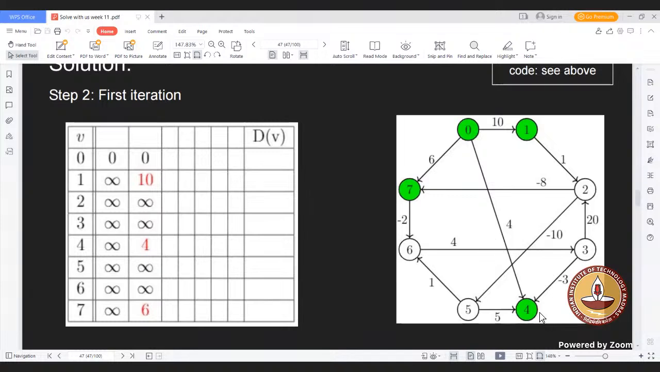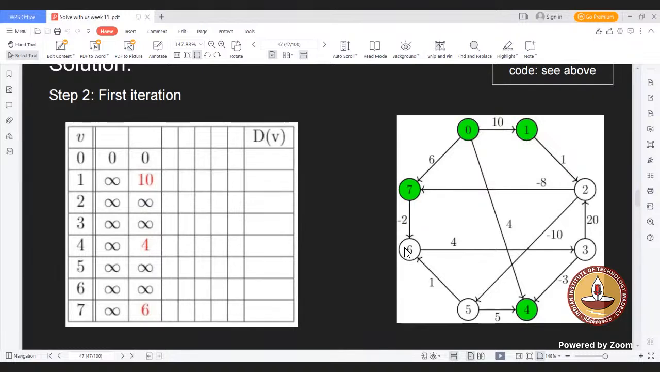So from 0 to 4, we can go. From 4, where can we go? We can't go anywhere, there is no outgoing edge. Next, from 0 to 7, we can go in 6 units. From 7, where else can we go? 7 to 6. So what will be the distance? -2. -2 plus 6, so it will be 4.